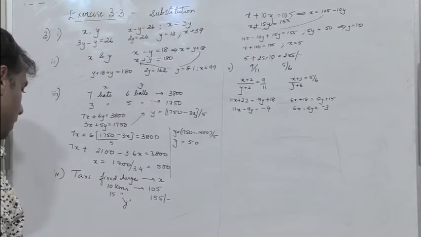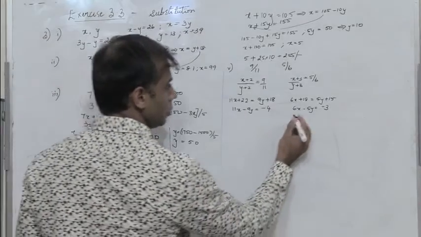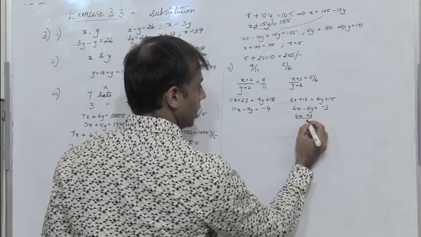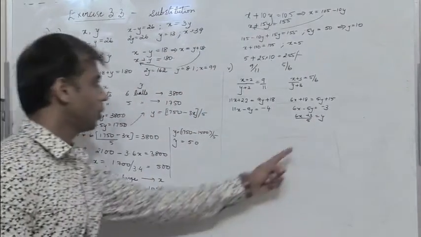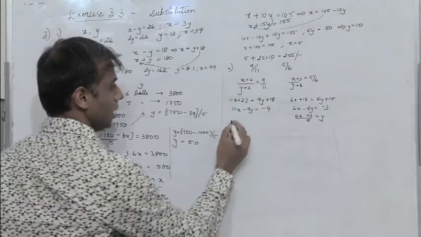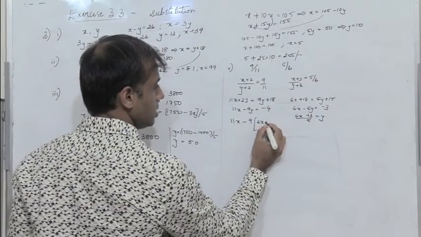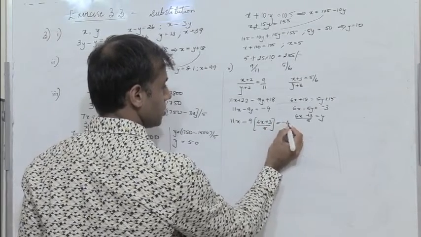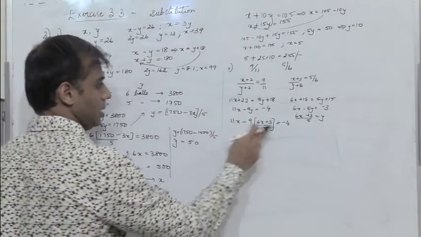So let me find the value of y in terms of x. So here we have 6x plus 3 divided by 5 equals y. So let me substitute for y here in this equation. So I get 11x minus 9 into (6x plus 3) divided by 5 equals minus 4. So let me multiply the entire equation by 5.